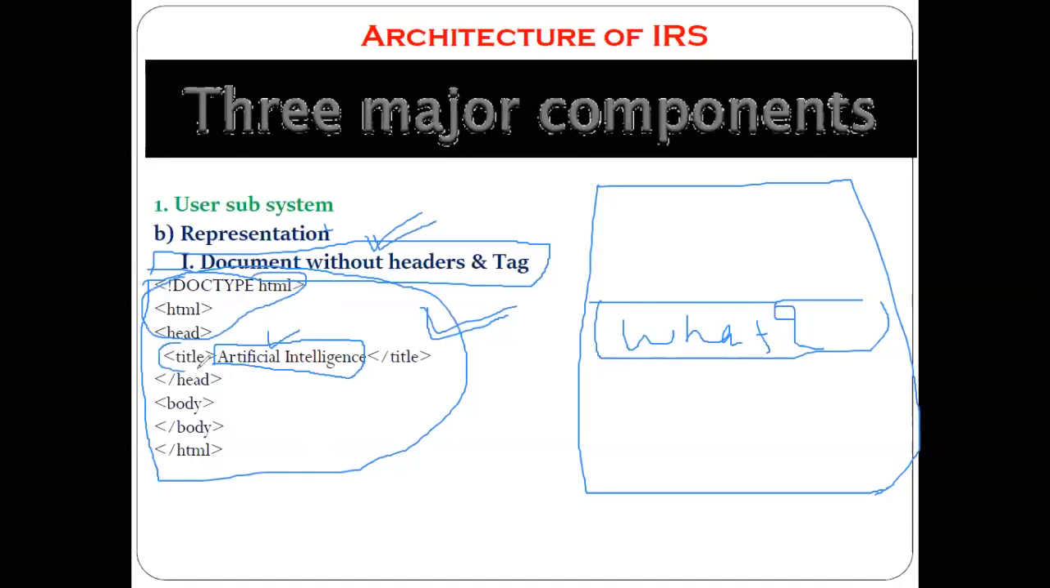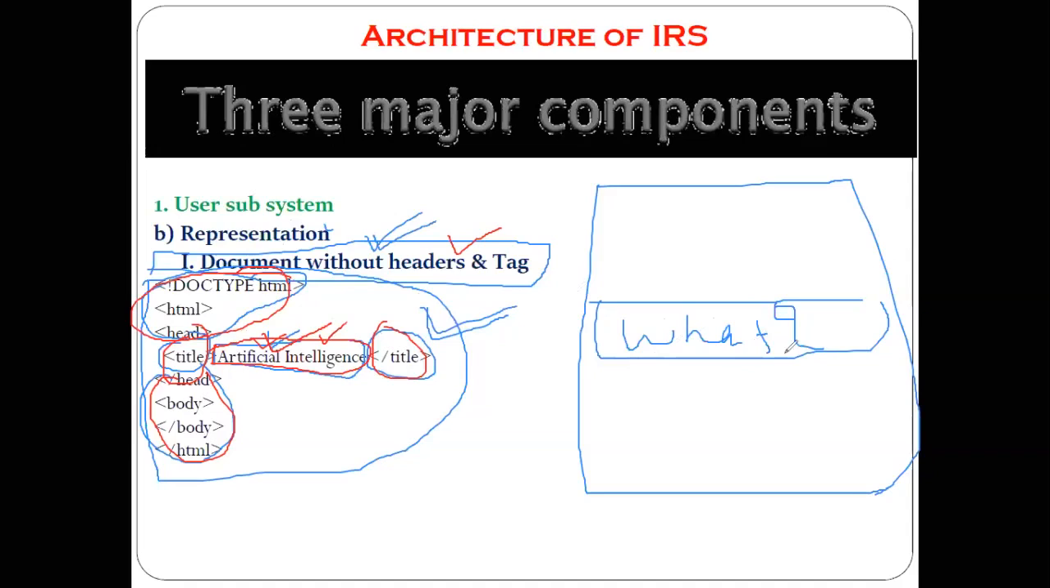Which parts? These tags, headers, all these tags. When the system tries to search for this statement, it eliminates these tags and headers and all these things. That is the first step in the representation: document without header and tag. So the system just has to focus on this part, what is being asked by the user.